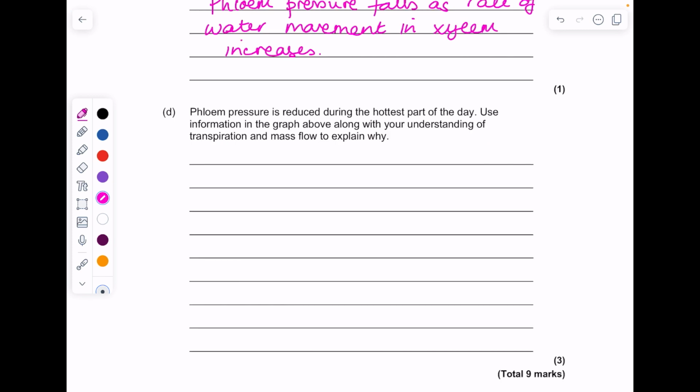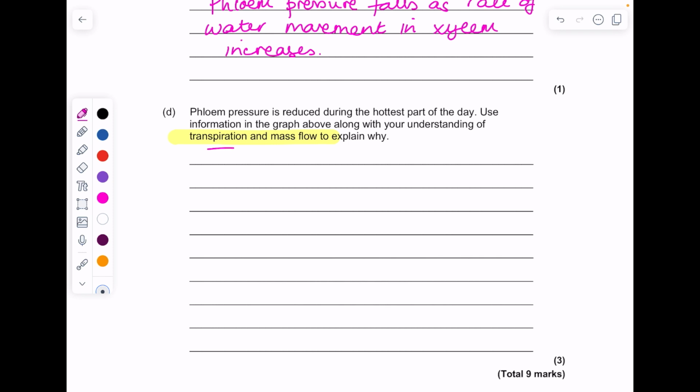Phloem pressure is reduced during the hottest part of the day. Use information in the graph above along with your understanding of transpiration and mass flow to explain why. So remember, the phloem and the xylem are running parallel to each other. Because of the pores in the walls of the xylem, it means that water can enter and leave the phloem. So let's work out what's happening in terms of transpiration at various points of the day and how that will link with mass flow in the phloem.